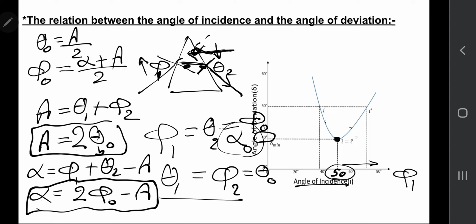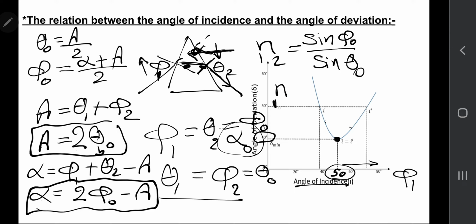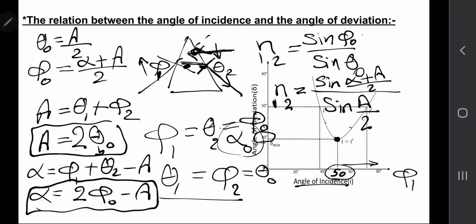طب احنا خدنا زمان ان sin phi over sin theta equal الريلاتيف ريفراكتيف اندكس n 1 2. يبقى في حالة minimum deviation: n 1 2 equal sin of alpha plus A over 2 divided by sin A over 2. خلي بالنا اللو ده مهم جدا to solve problems.